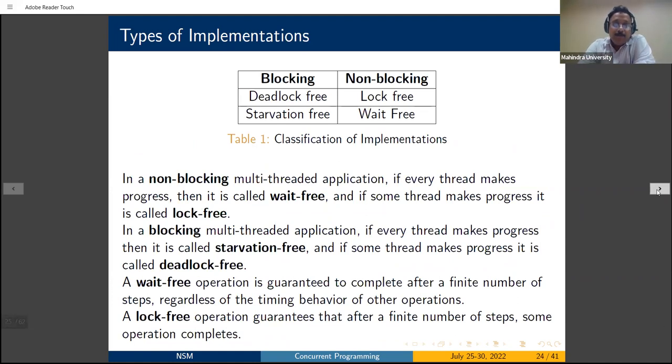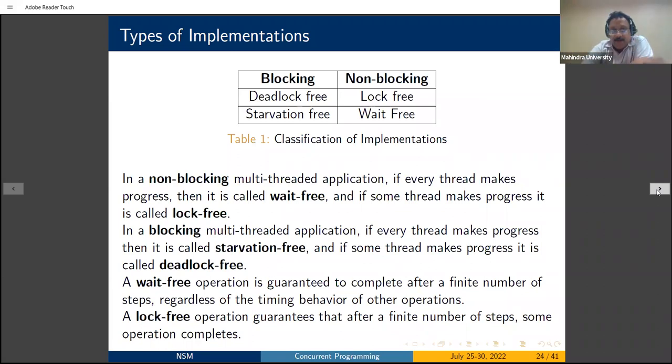Next, concurrent implementations are usually classified into two types: blocking and non-blocking. Blocking: suppose in a multi-thread application, if one thread is delayed and all other subsequent threads are going to be delayed, then it is called a blocking based implementation. Next, non-blocking based implementation. In that context, these threads are not dependent on each other. If one thread is delayed, only that particular thread is going to be delayed. All other subsequent threads can complete their operations. That is the non-blocking.